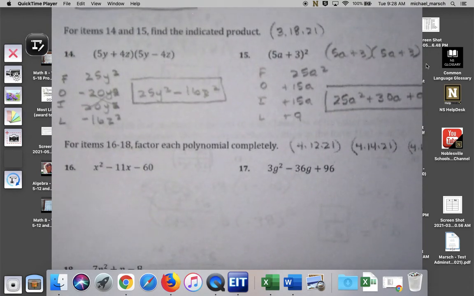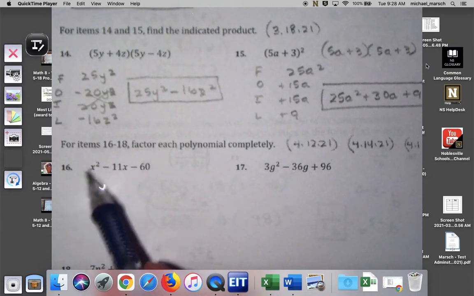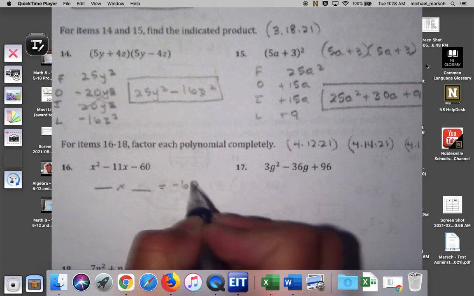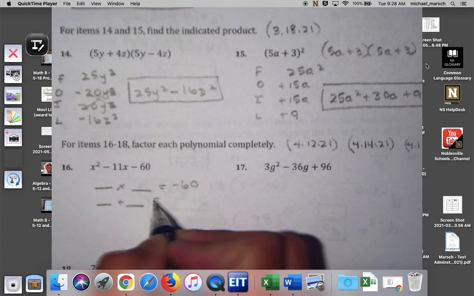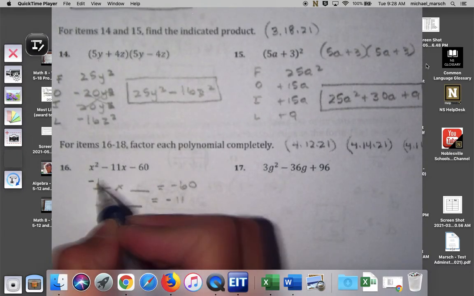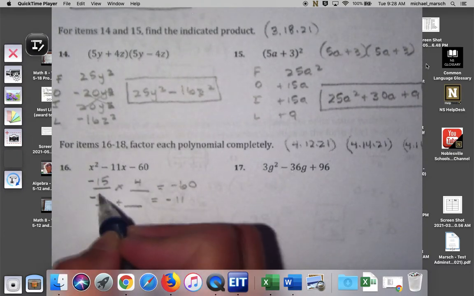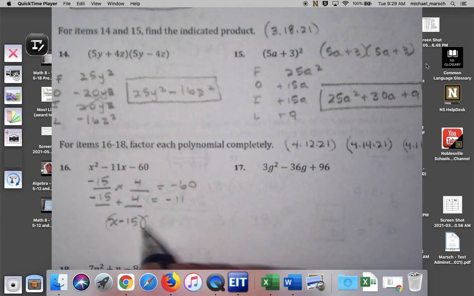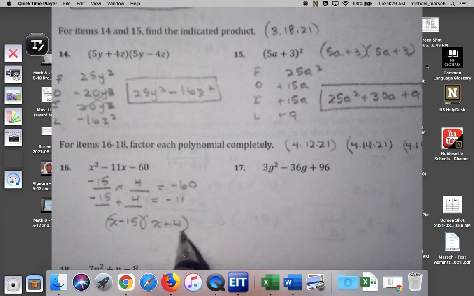Okay, now we're going to factor these polynomials. So the first one, no value here, so I can do what times what equals negative 60, what plus what equals negative 11. Our two digits are negative 15 and 4, x minus 15 times x plus 4, and that's my final answer right there.